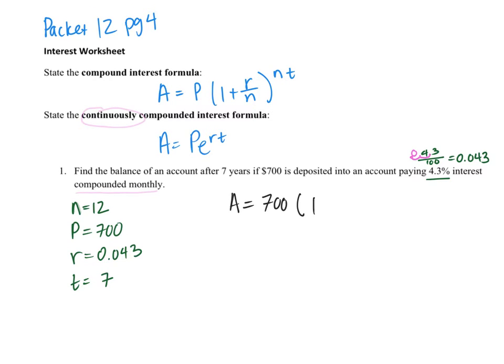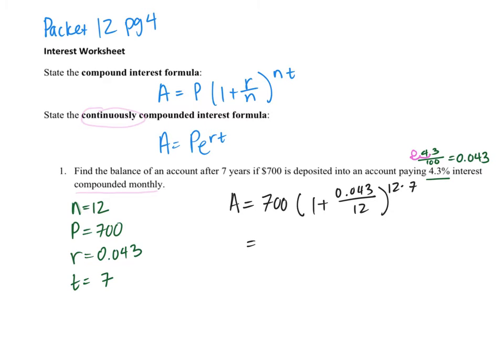1 plus R, which is going to be 0.043, divided by 12, and then 12 times our 7 years. Now, you can do this all in a calculator, and I'm going to show you how you do it on a calculator here. You can also do it in pieces, like you can take this number, divide it, and then add it to 1, and then raise it to whatever this power is, and then multiply by 700. Just follow your order of operations.